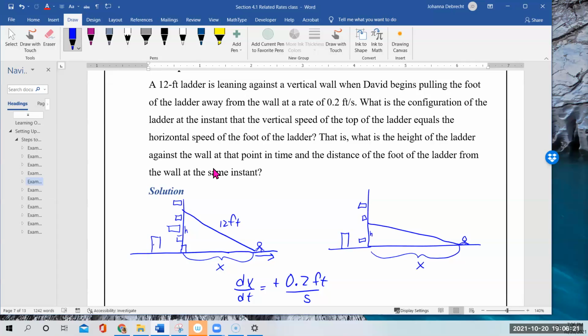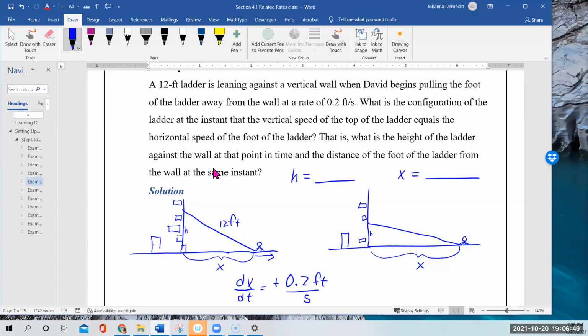What is the configuration of the ladder at the instant? Okay, by configuration of the ladder, they mean what is the height of the ladder against the wall and what is the distance of the foot of the ladder from the wall. In other words, they're looking for height against the wall and X, the distance of the foot of the ladder from the wall at some point in time.